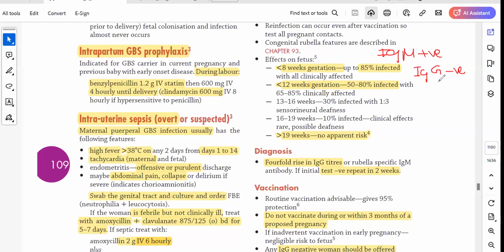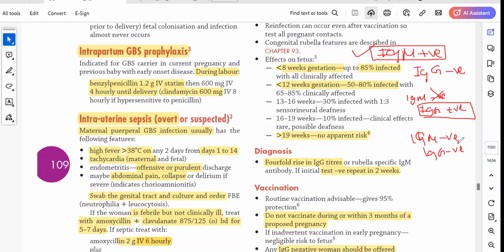IgG negative means the patient doesn't have any antibody, and IgM positive means recent infection. So this means the patient has a recent infection with rubella. What if IgM is negative and IgG is positive? That means no recent infection, the patient is already immune. What if both are negative, IgM negative and IgG negative? Now this is the time the patient is not immune, so you need to do a repeat test in 2 weeks' time.